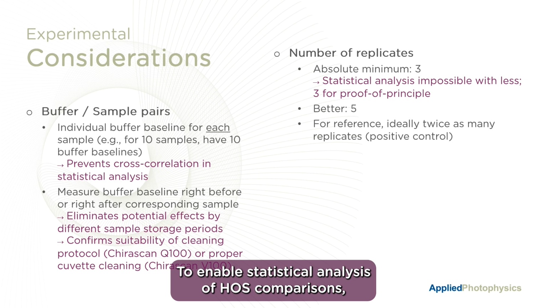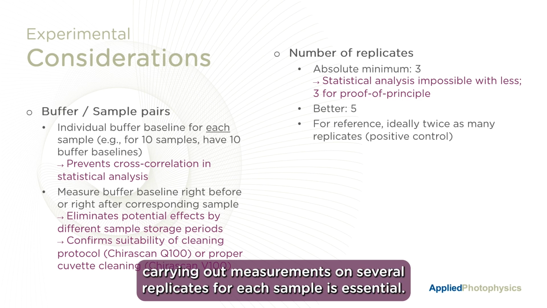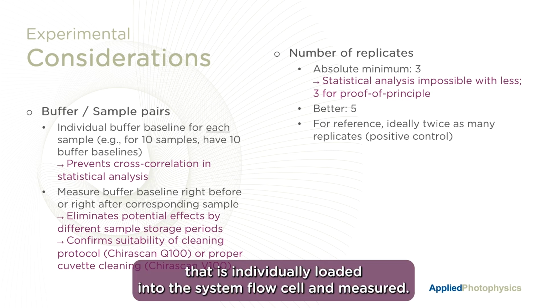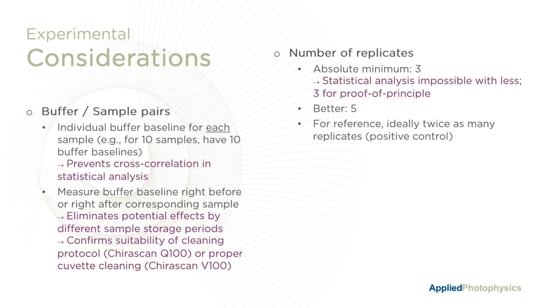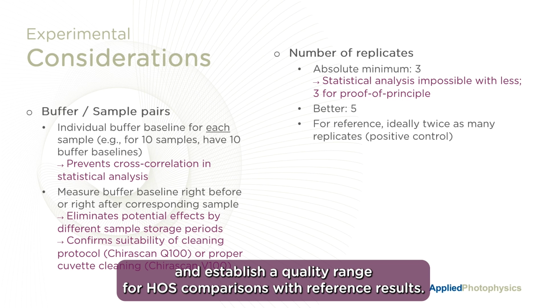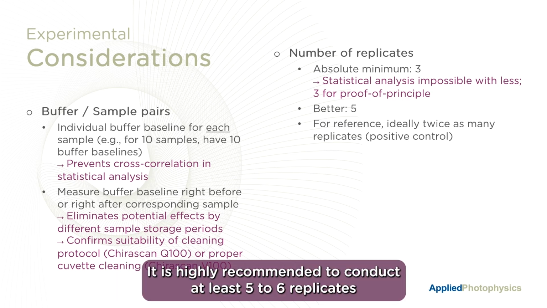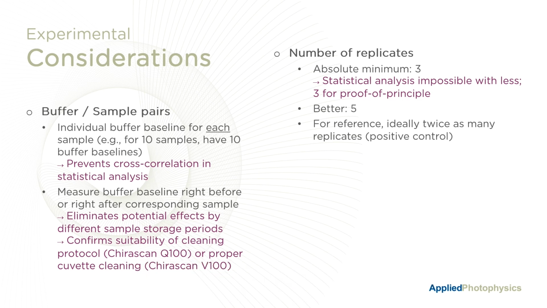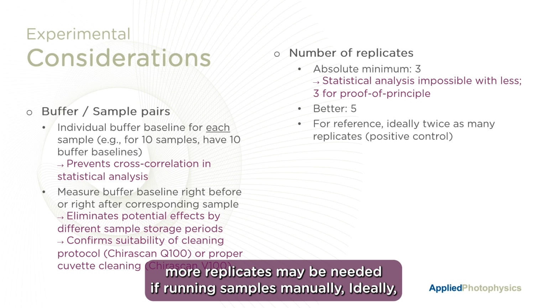To enable statistical analysis of HOS comparisons, carrying out measurements on several replicates for each sample is essential. Typically, each replicate is an aliquot of the same sample that is individually loaded into the system's flow cell and measured. At least 3 replicates are mathematically required to calculate a standard deviation and establish a quality range for HOS comparisons with reference results. It is highly recommended to conduct at least 5 to 6 replicates to move beyond proof of concept and enable accurate HOS statistics. More replicates may be needed if running samples manually.